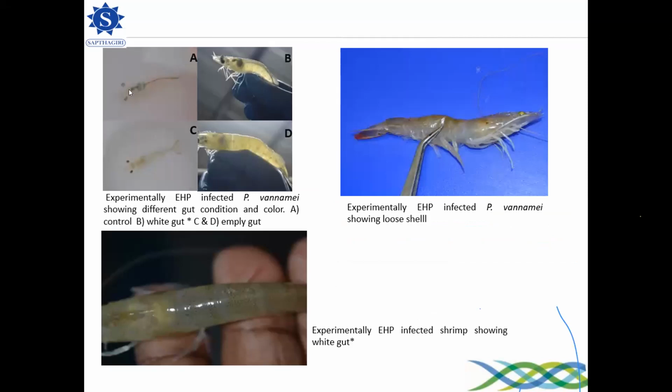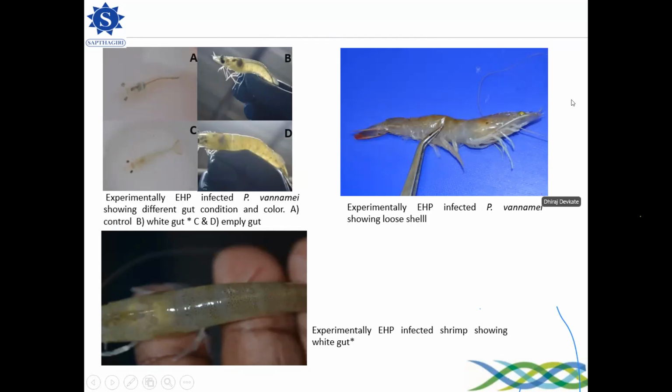Pictures of both experimentally and naturally EHP infected shrimps. We can see clear shrinkage of the hepatopancreas, discoloration of the hepatopancreas, and white gut. See the color. This is the natural, healthy color of the hepatopancreas of penaeid vannamei, whereas in EHP infected shrimp, the hepatopancreas becomes very pale and shrinks in size.